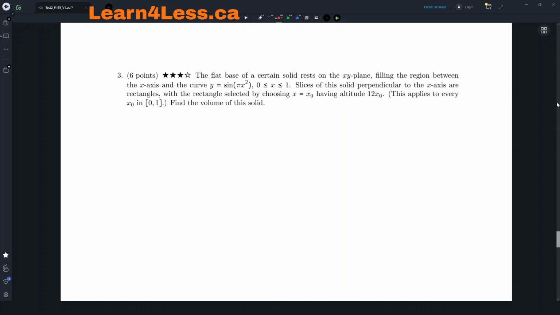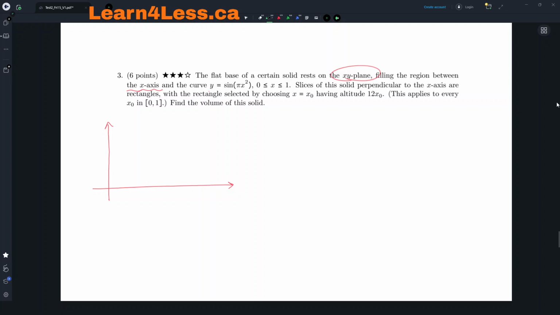In this problem, we want to find the volume of a solid, which is kind of described here. So let's go over that description and try to imagine how that looks. They said that it has a base on the xy plane, which is a region between the x-axis. So let me just have the xy plane. Between the x-axis, so between these axes, and the curve y equal to sine of pi x squared.